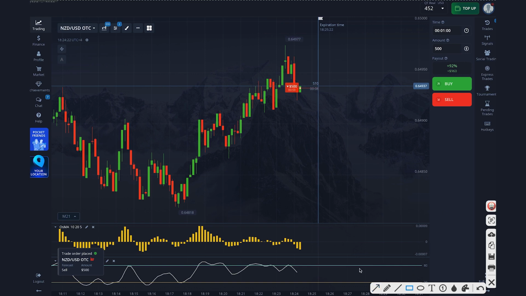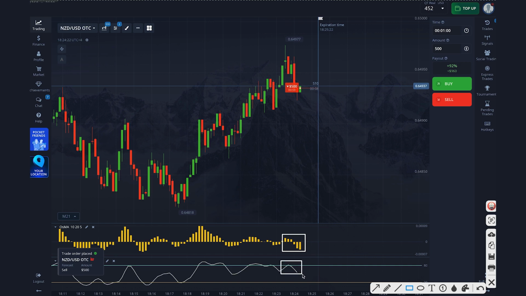First, let's look at the OSMA indicator. Its columns have changed direction to downward, which is the first sign of a downward movement. This is a signal that buyers are gradually losing control and sellers are starting to increase pressure on the price.